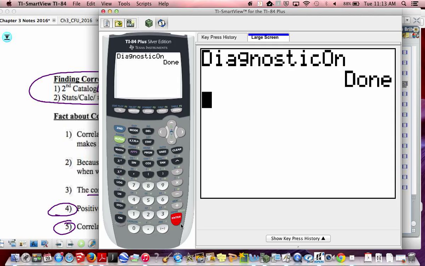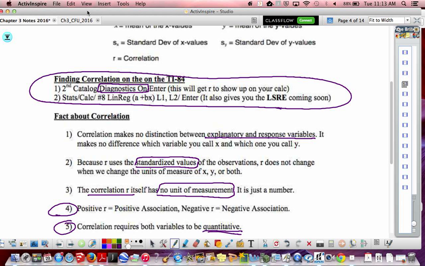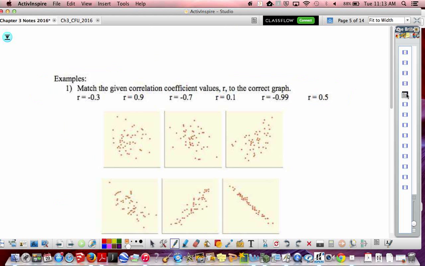Alright, so hopefully we all have our diagnostics on. If we don't, we'll know here in just a couple minutes. So now, if you flip over to the next page, we're going to run through some examples dealing with correlation and the correlation coefficient.